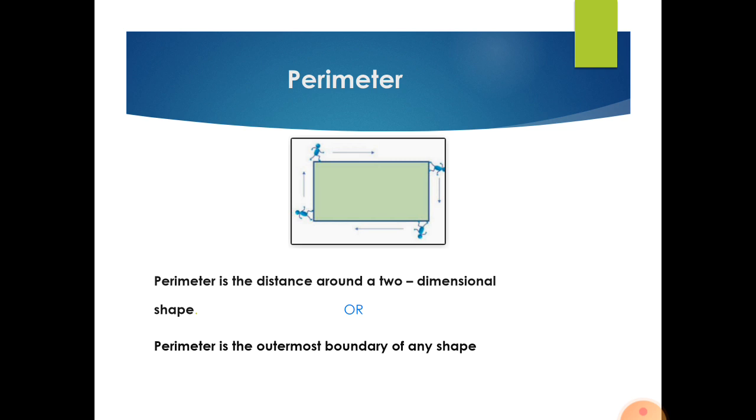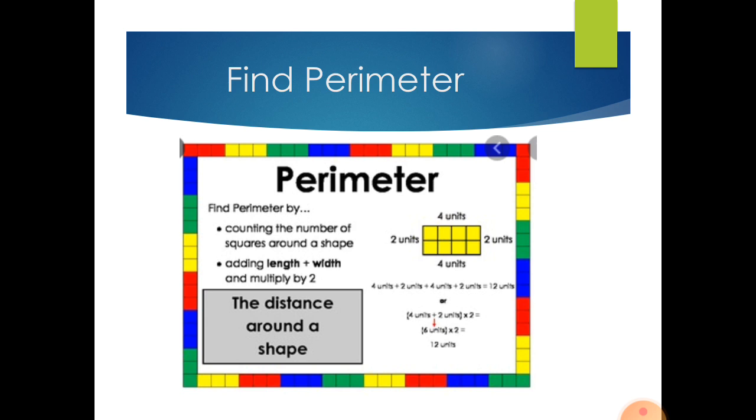Perimeter is the distance around a two-dimensional shape, or perimeter is the outermost boundary of any shape. How to find the perimeter? Find perimeter by counting the number of squares around a shape, and the second one is adding length and width and multiply by 2. This is the formula.